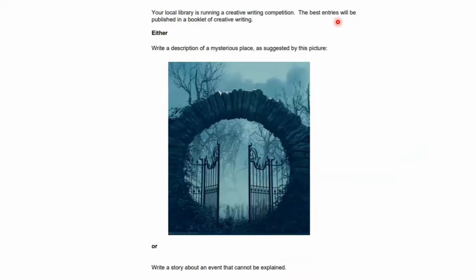It says, your local library is running a creative writing competition. The best entries will be published in a booklet of creative writing. Either write a description of a mysterious place, as suggested by this picture, or write a story about an event that cannot be explained. So a lot of you chose to answer this one, and that was really clear in your descriptions of the arch and the gates and the trees and things like that. Some of you also decided to write a story about an event that cannot be explained.